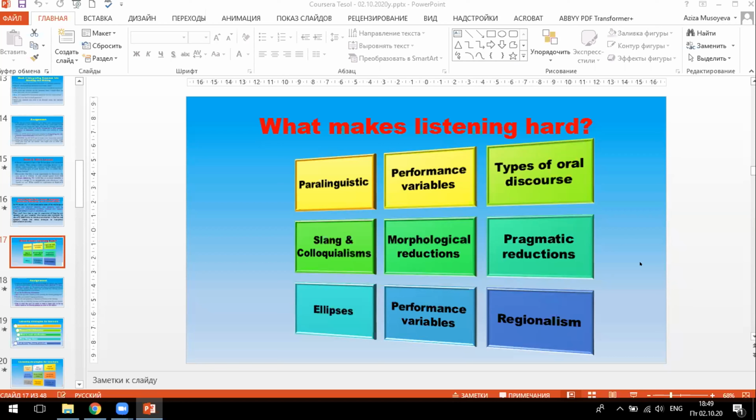And morphological reduction, for example, can be contraction. For example, instead of I will not, we can say I won't. And some students, if they have learned, for example, at school, they can understand I won't differently, yes? I want something, yeah? Not I will not. That's why morphological reduction is a difference in pronunciation.